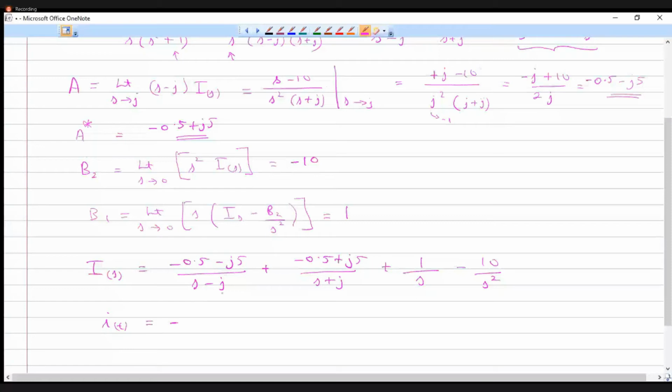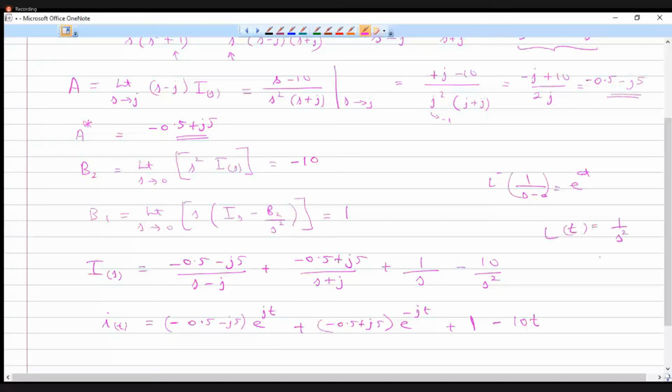So this is of the form 1 divided by s minus a. The Laplace inverse of 1 divided by s minus a is equal to e power at, right? So you can retain the numerator as such because it's a constant, and to that you multiply e power, instead of a it will be j, and we have t coming. Plus minus 0.5 plus j5 times e power minus jt, plus 1 by s, you can write it as either 1 or u of t, and 10 by s square is 10 into t, because you know the Laplace transform of t is 1 by s square.